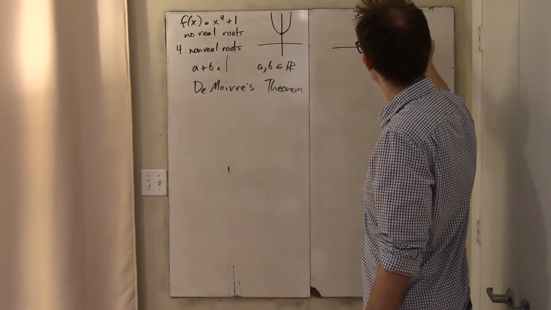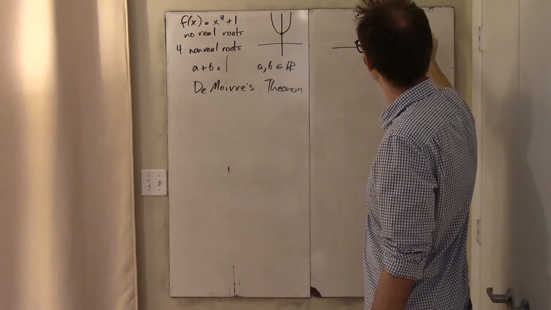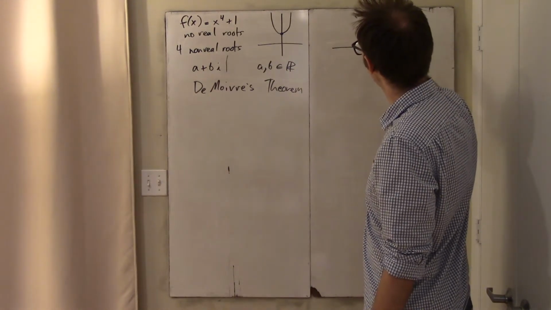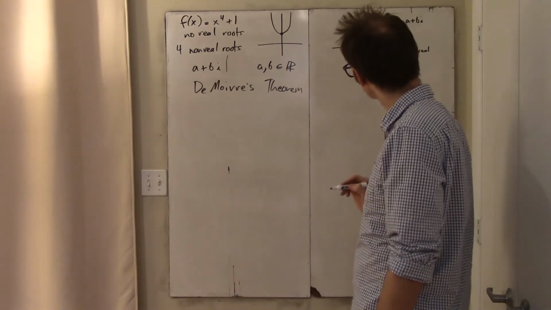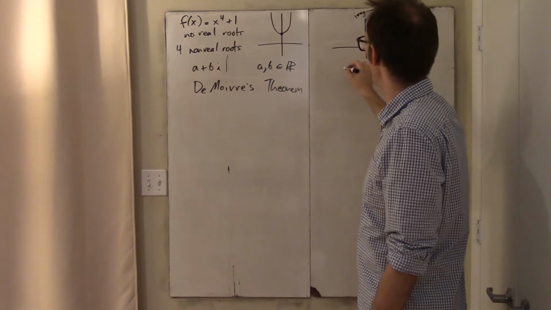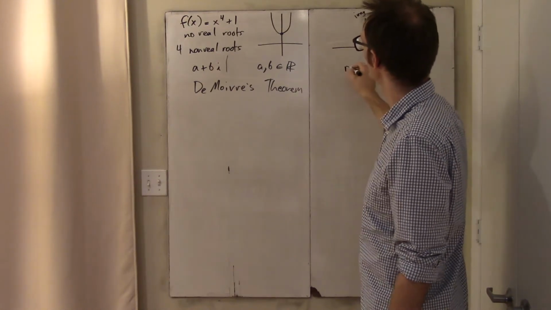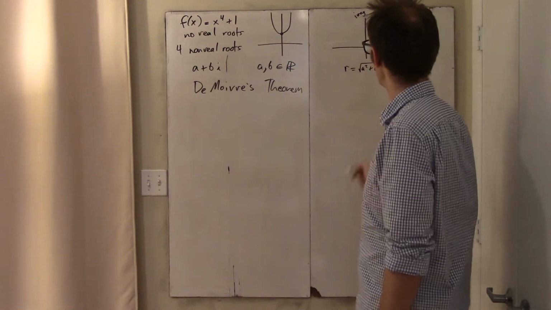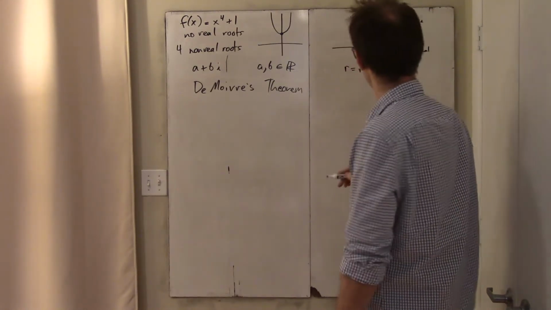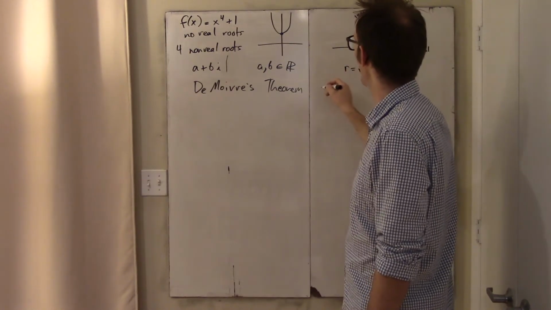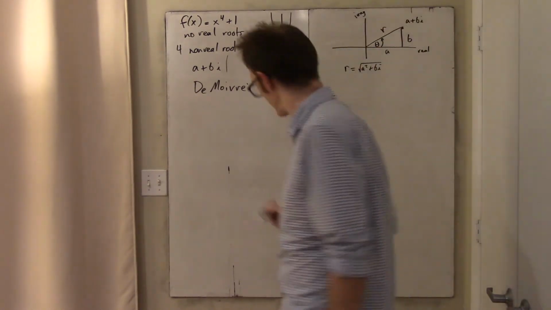All right, if this is a and this is b, then this is r and this is theta. And there are all kinds of relationships here, of course, that r is just the square root of a squared plus b squared, and theta is, you know, arctan, something like that.